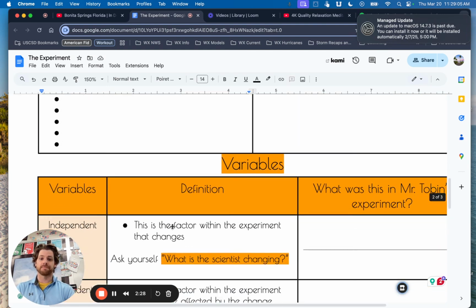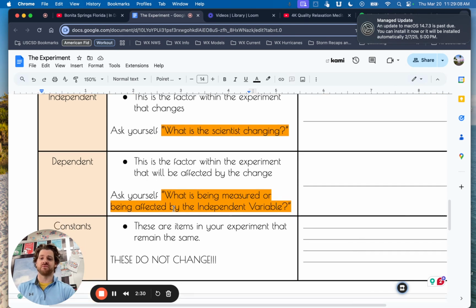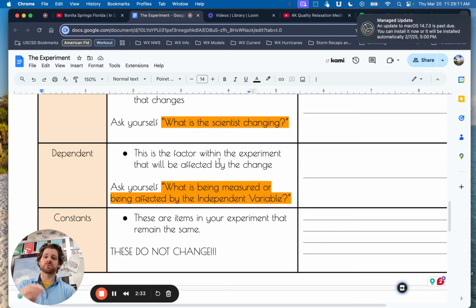That's what he's changing. Now, as far as the dependent variable goes, this is the factor within the experiment that will be affected by that change. A lot of people get this one wrong. A lot of people like to say, okay, this is the one that stays the same. That's the one I hear all the time: the independent one is the one you change, and the dependent one is the one that stays the same. That idea is totally wrong. This is the one that is going to be affected by the change. So we just established that the change was going to be the fertilizer. What is going to be affected by that change? You could ask yourself, what is being measured or what is being affected by the independent variable?